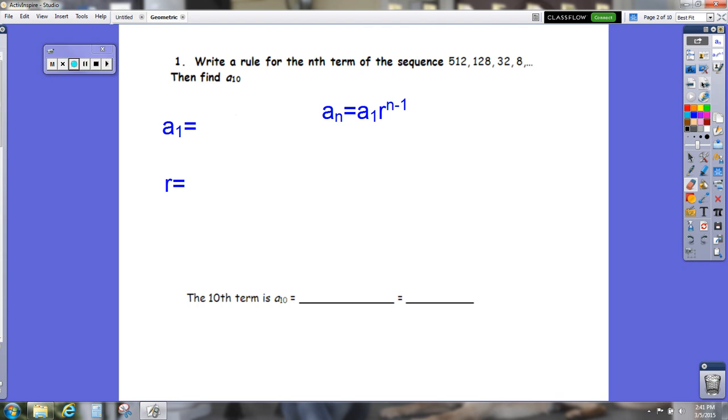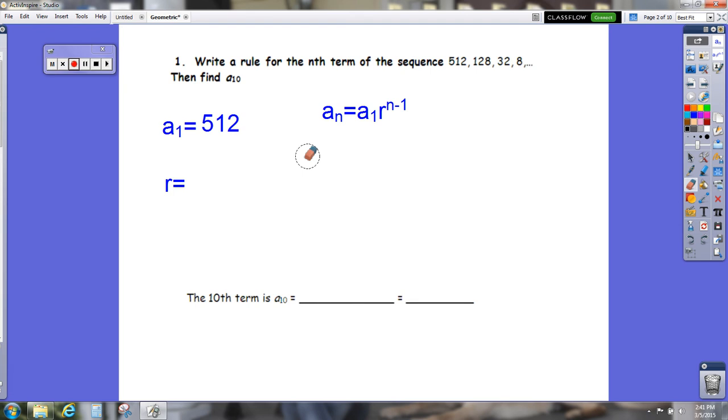Okay, so look at our formula. What do we need? We need the first term, a sub 1. So in this case, a sub 1 is 512. We also need the common ratio. So what do you do to 512 to get 128? What do you do to 128 to get 32? What do you do to 32 to get 8? You always want to put the latter term over the previous term.